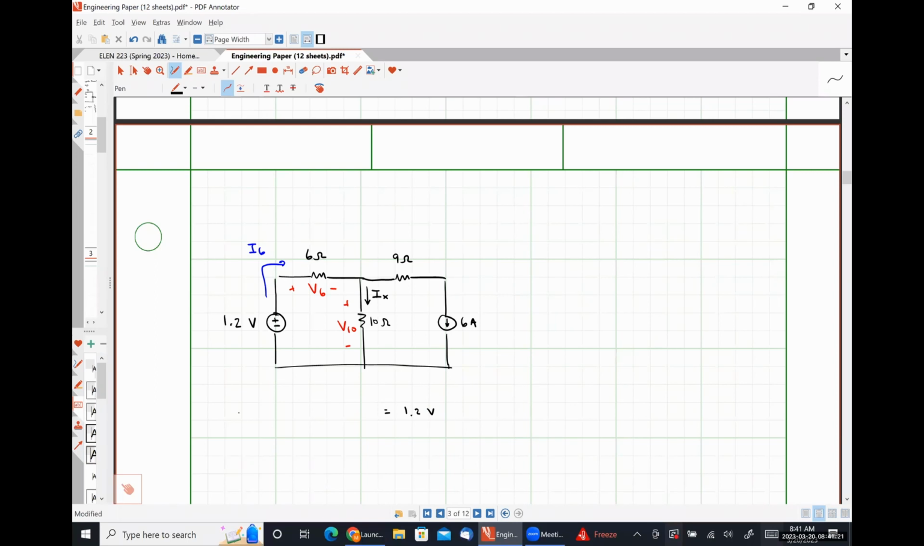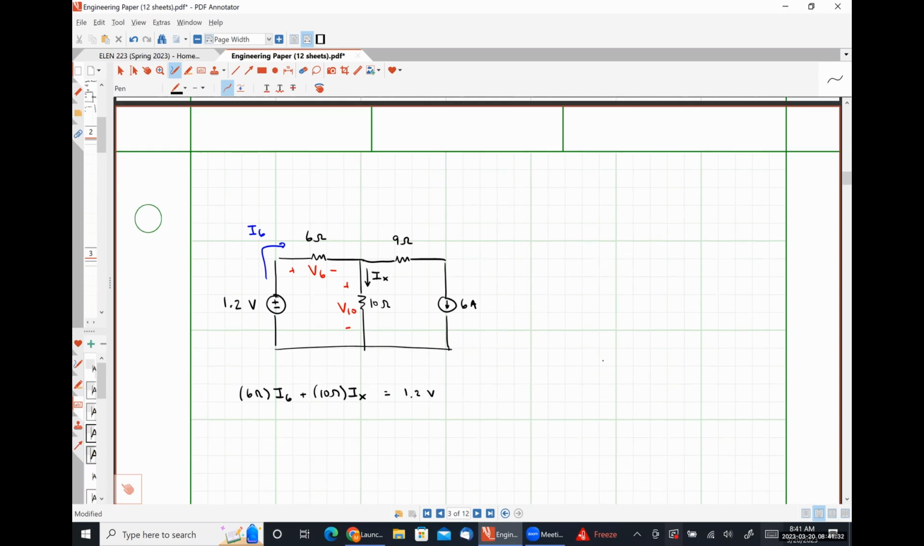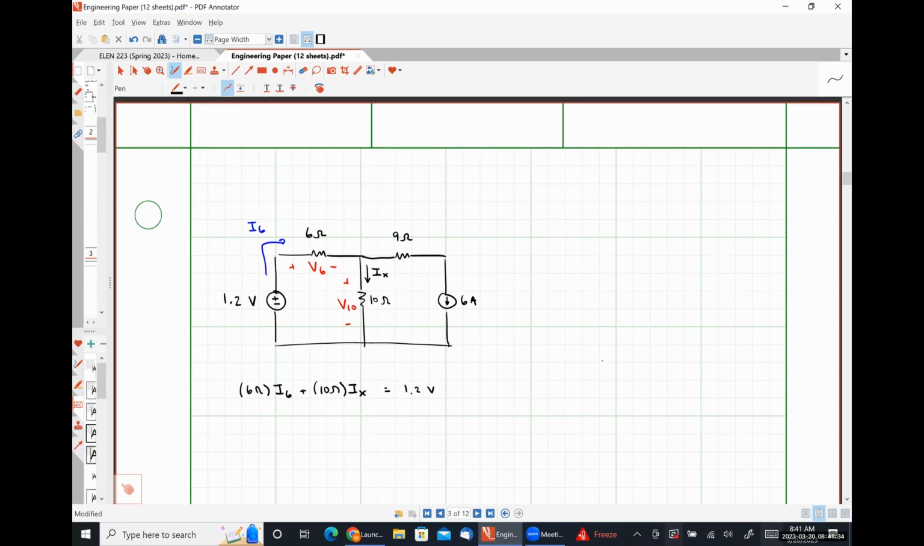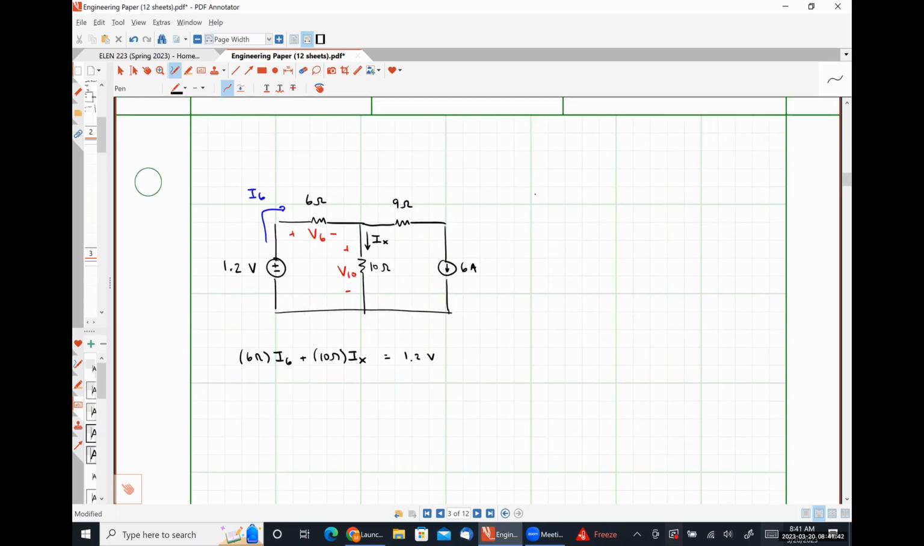Using Ohm's law, V6 is 6 ohms times I6. V10 is 10 ohms times IX. Writing our Kirchhoff's current law equation, we're going to have I6 is equal to IX plus 6 amps. So I'm just going to scratch that up here so I can do the math really quickly. So now we're going to have I6 minus IX is equal to 6 amps as our second equation.